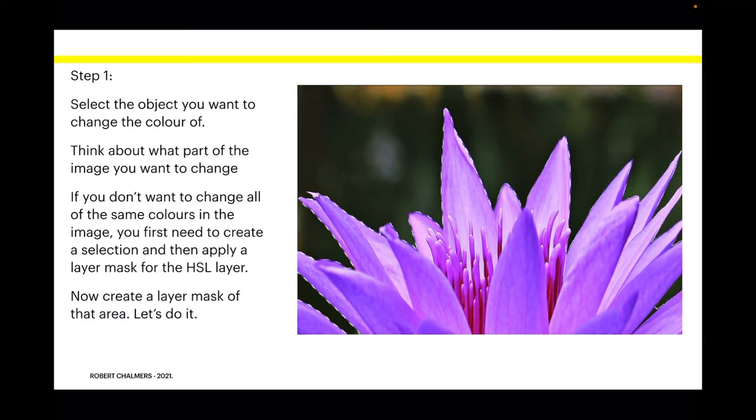Select the object you want to change the colour of, and in this case it's the flower. Think about what part of the image you want to change. If you don't want to change all of the same colours in the image, you first need to create a selection and then apply a layer mask for the HSL layer. Now create a layer mask of that area. So let's do it.